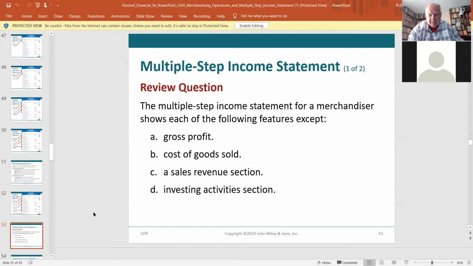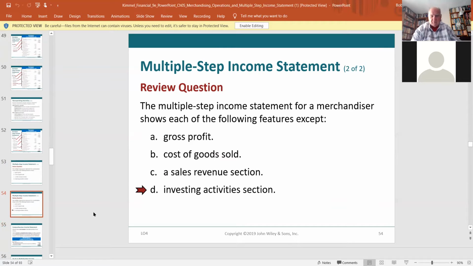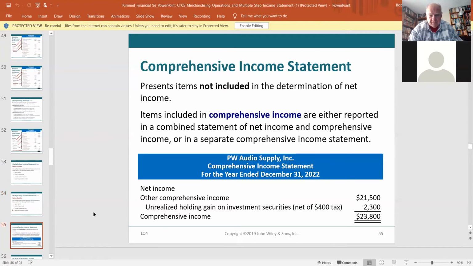The multiple step income statement for a merchandiser shows all the following except what? Investing revenues, investing activities. That doesn't belong in the operating area. Comprehensive income statement.